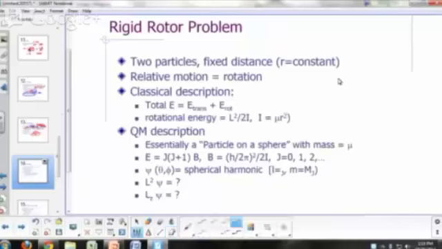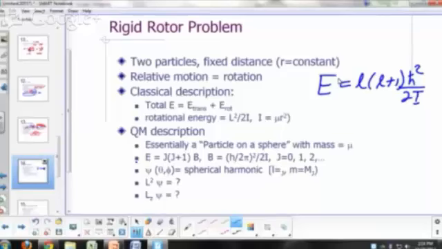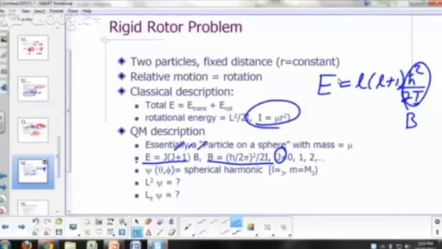So your energies, if you remember, for a particle on a sphere, what were the energies? L times L plus 1 h bar squared over 2I, right? And this one, what did you call that? That's your B, right? Rotational constant. So same thing here, except that we're going to use a more generic letter for the rotational quantum number. We're going to use J instead of L. So it's J times J plus 1 times B. Same thing. B, the rotational constant, is h bar squared divided by 2I. But like I said, your I, your moment of inertia, is mu r squared instead of mr squared.